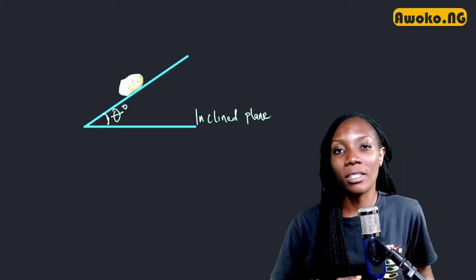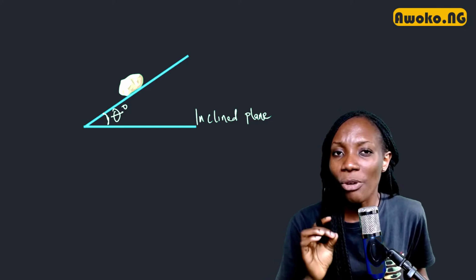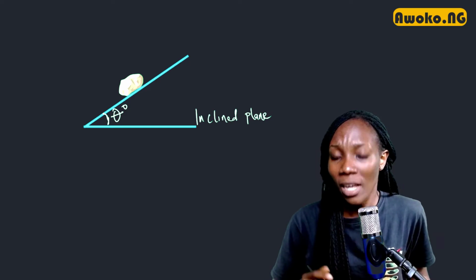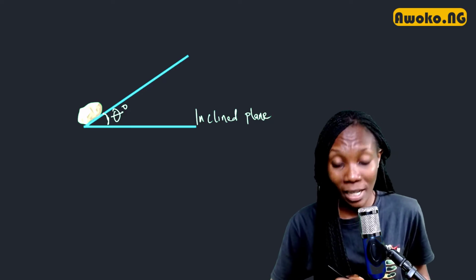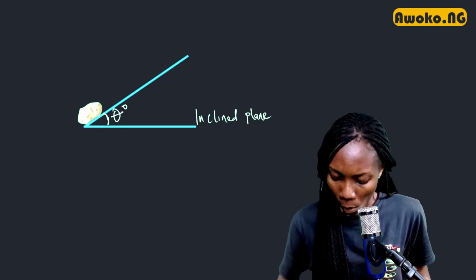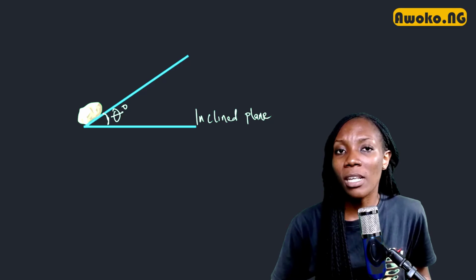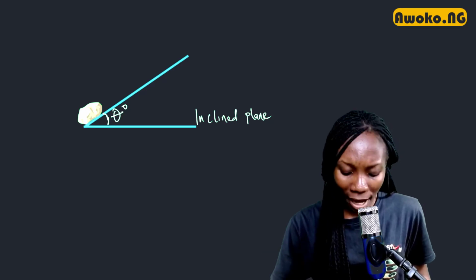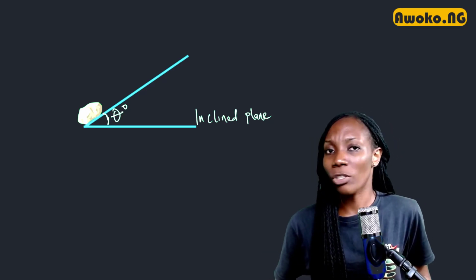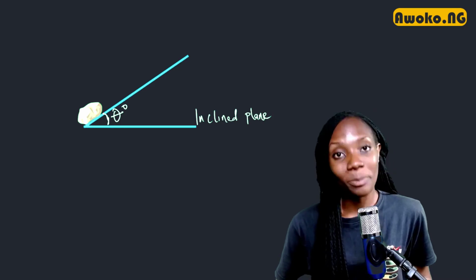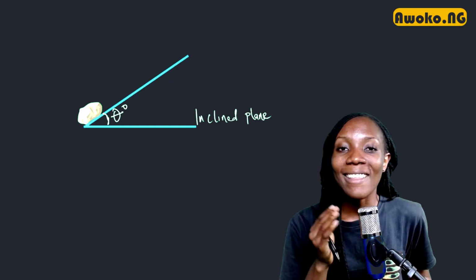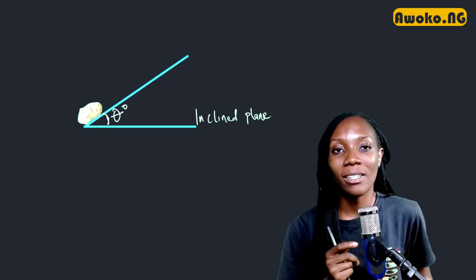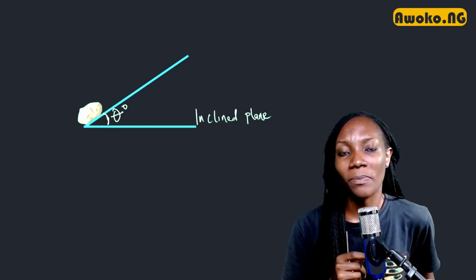But have you observed that objects accelerate down inclined planes like so? You can see the way the object accelerates down this inclined plane, right? Now, why do objects accelerate, that is, gain speed down an inclined plane or surface? Well, this is because of forces that are not balanced. What do I mean by this?